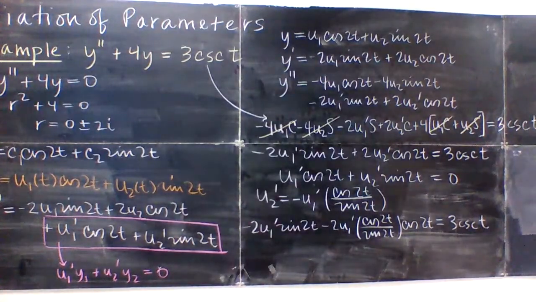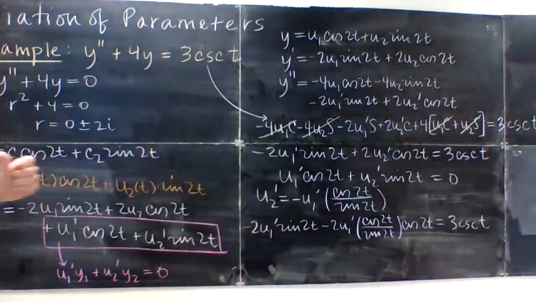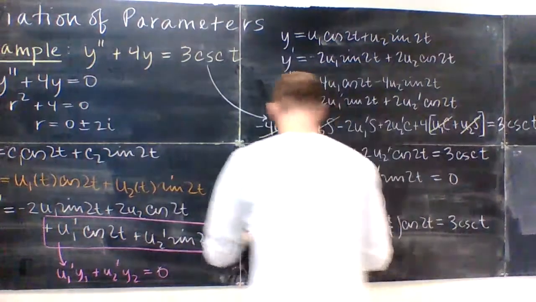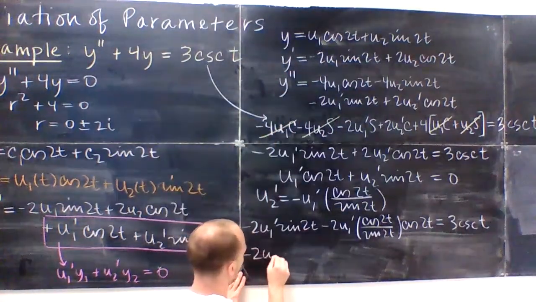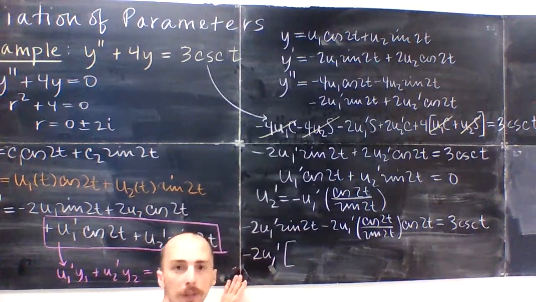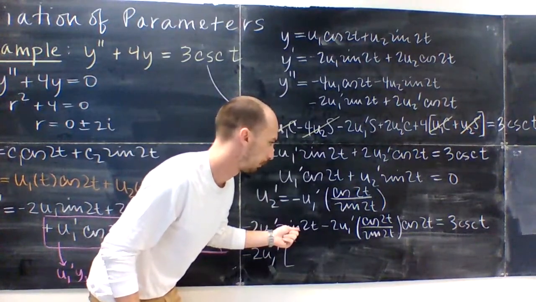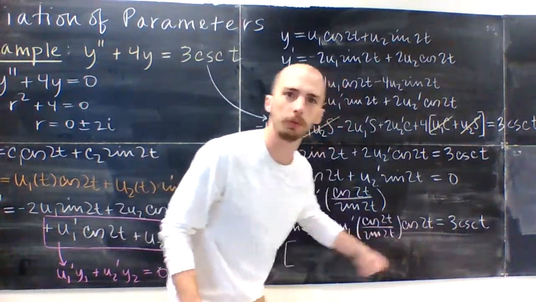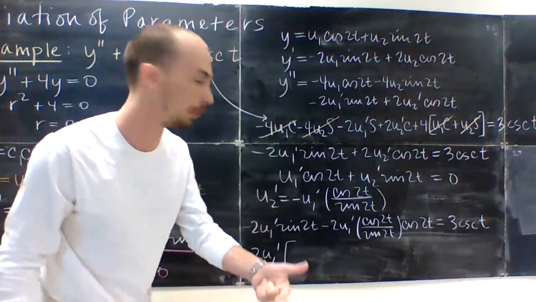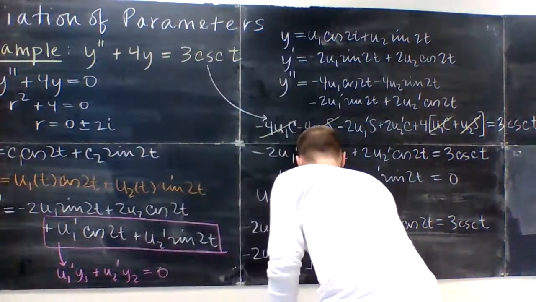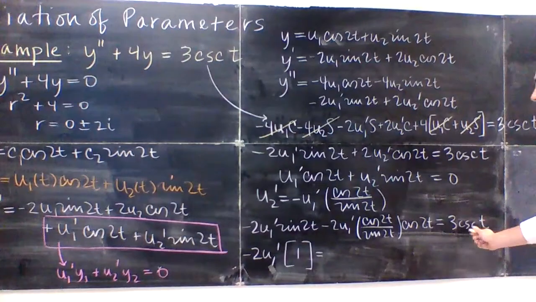You may think that there's very little hope of solving this, but actually it's looking pretty good at this point. I'm going to start by multiplying both sides of this equation by sine of 2t. Then I'll factor out a negative 2u1 prime. Here I'll have a sine squared 2t, and here I'll have 2 powers of cosine 2t, which is going to be sine squared 2t plus cosine squared 2t, which is going to be 1. And then that's equal to 3 times the cosecant of t times that sine of 2t.